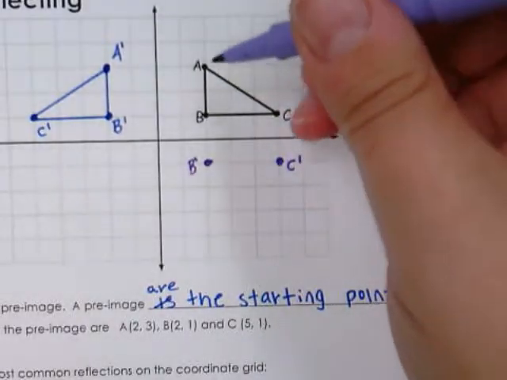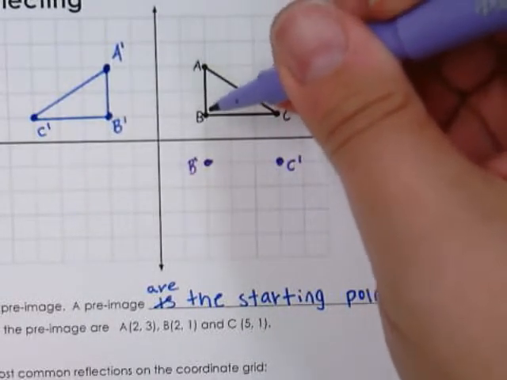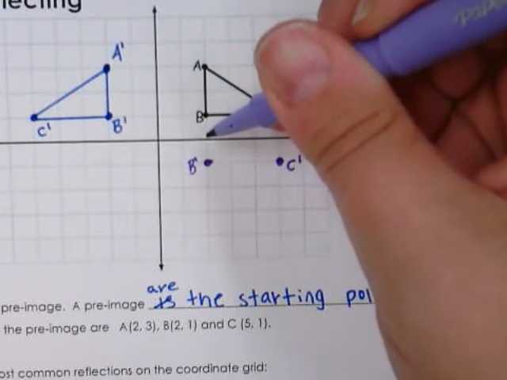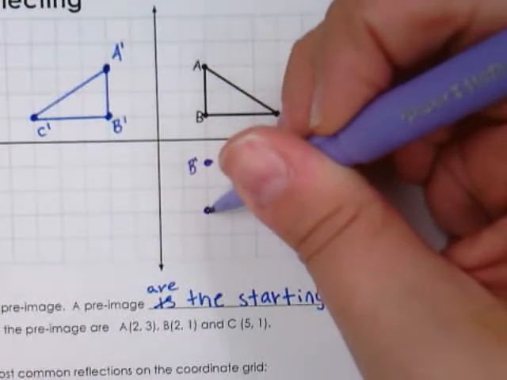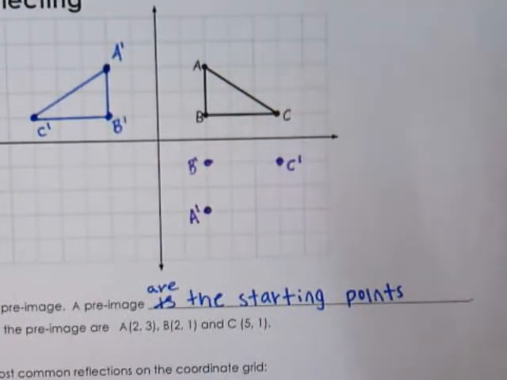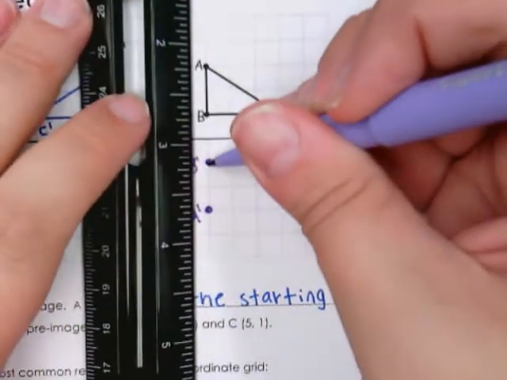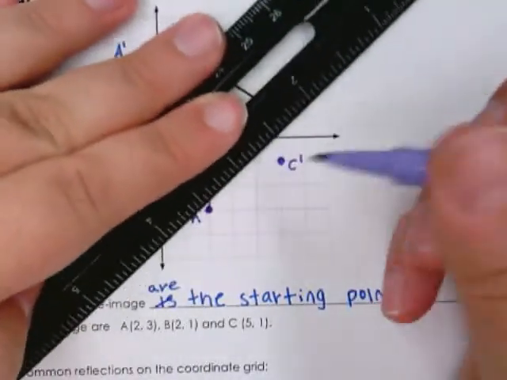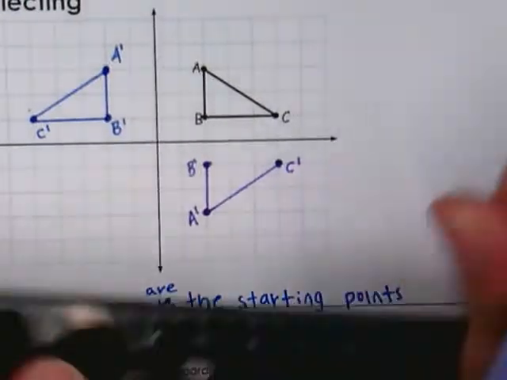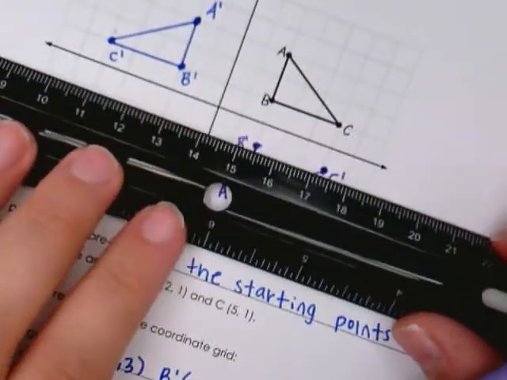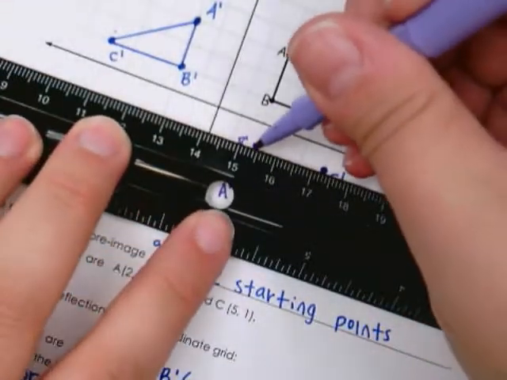And last, I'll do point A. So A goes 1, 2, 3 to the x-axis, and then I'll go 1, 2, 3 on the other side to find A prime. And now when I connect these points, that gives me our new triangle that has been reflected over the x-axis.